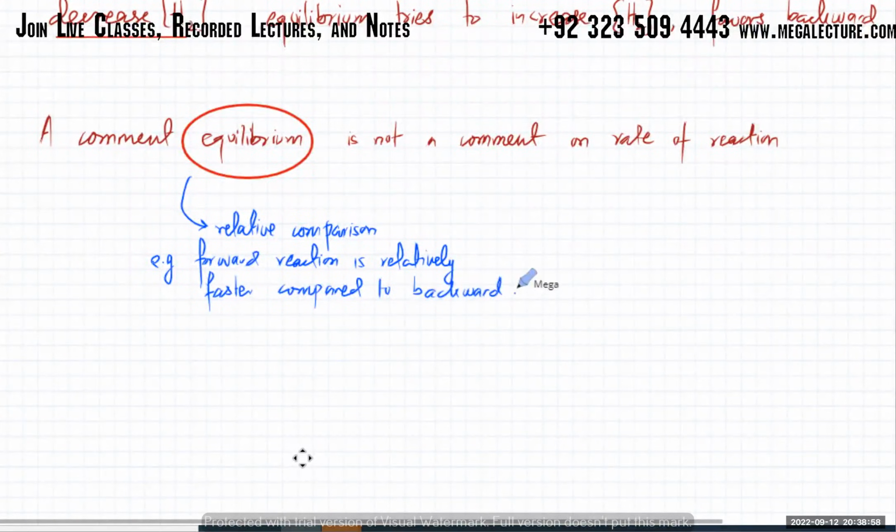तो इसका ये मतलब नहीं है कि the reaction is actually faster. It just means maybe both reactions are slowing down. Maybe the forward and backward are both slowing down, but the forward is relatively still faster compared to. So remember, it's a relative comparison.